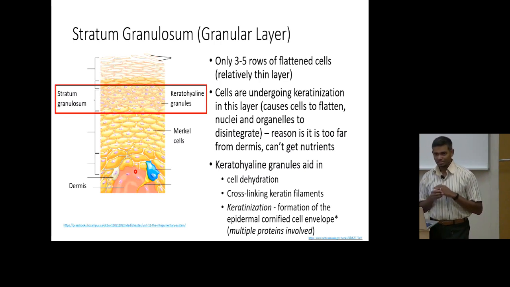Keratinization, as I mentioned, is a hardening of the outer surface of the cell, and there are multiple proteins involved in this, but all you need to know is that the granules are involved in the hardening of this outer layer of cells, but you don't need to know what the proteins involved are.